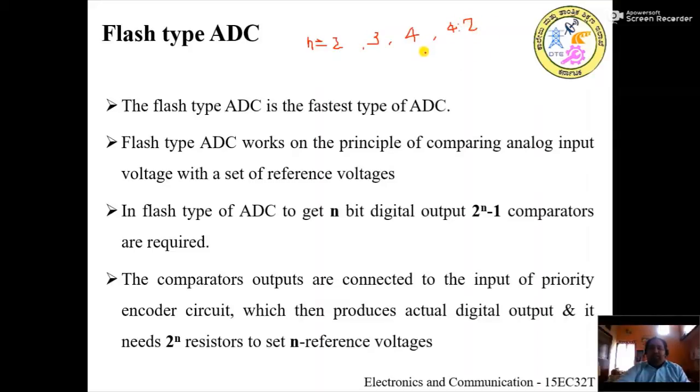The outputs of the 3 comparators are fed as input to the 4:2 priority encoder. Similarly, with n equal to 3, I expect 2 to the power of 3 minus 1, meaning 7 comparators, 8 resistors and an 8:3 priority encoder. The outputs of the 7 comparators are fed as input to the 8:3 priority encoder. Like this, you can increase the value of n till 8.